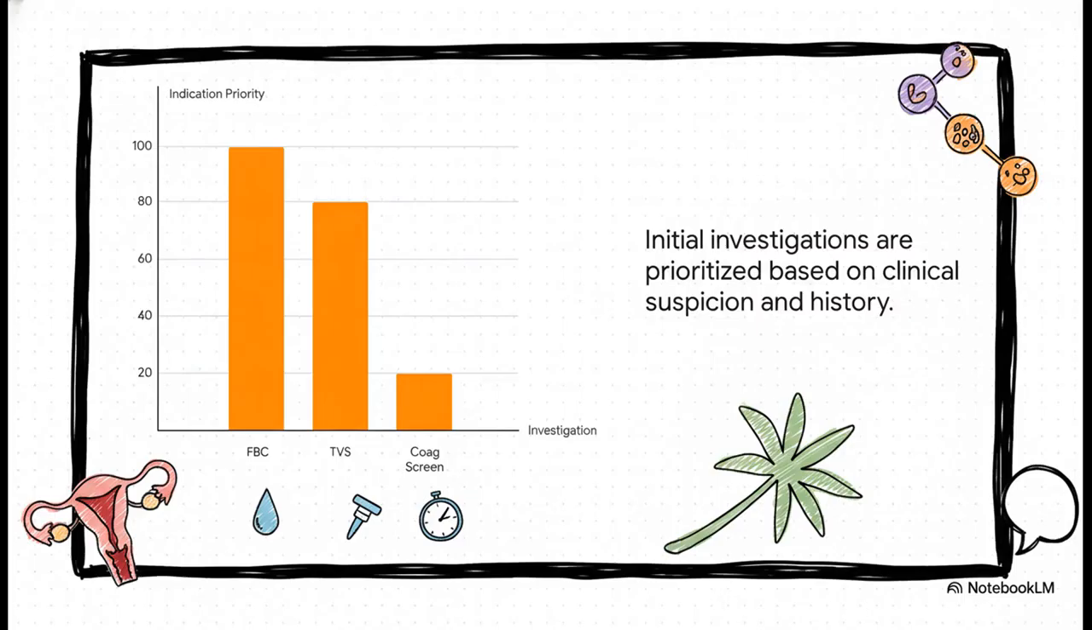When it comes to investigations, a full blood count, or FBC, is absolutely non-negotiable. You have to check for anemia. A transvaginal ultrasound is going to be your best first imaging test to look for those structural PALM causes. And what about coagulation studies? Well, you only order those if the history is really suspicious for a bleeding disorder.